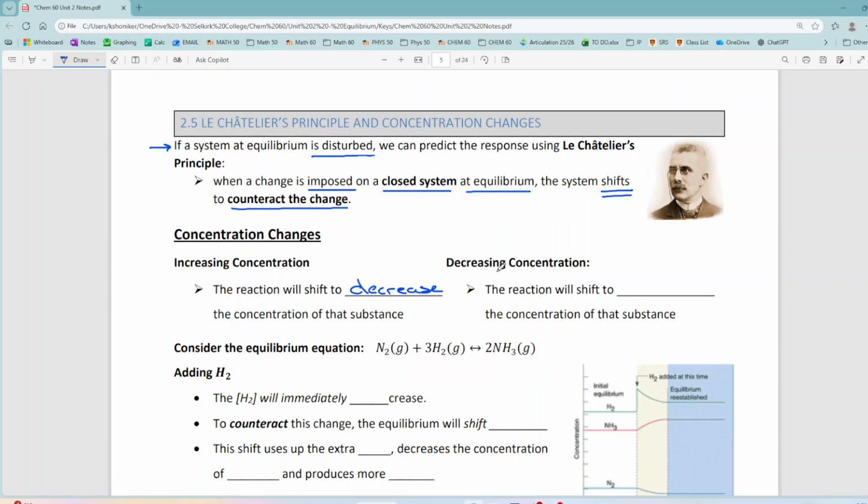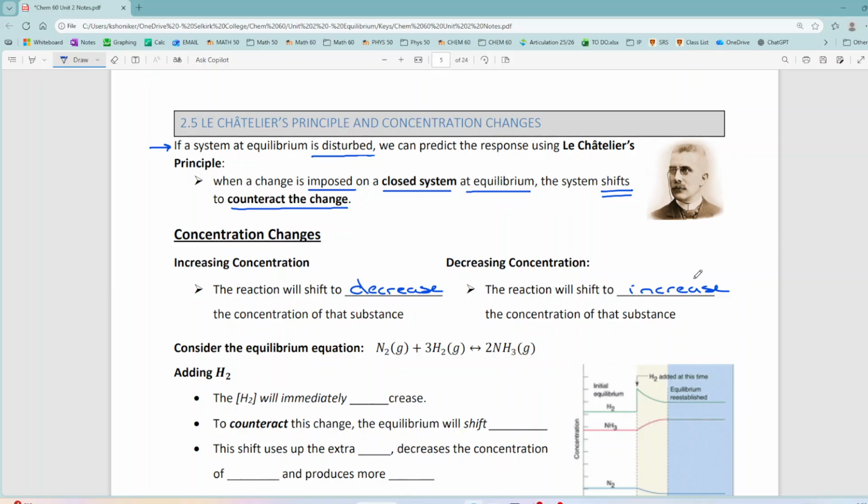If you decrease the concentration, now that's a little bit of a weird thing. To decrease the concentration, you'd have to have another reaction come in that would combine with one of your reactants, right? It would take something out of the reaction so that there's less of it there to react. And if you decrease the concentration of a species, the reaction will shift to increase the concentration of that substance.